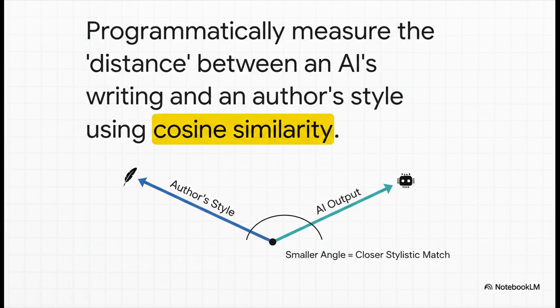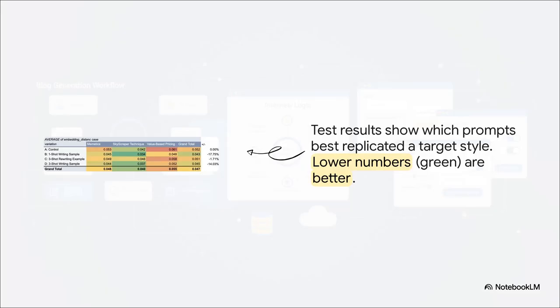Imagine you could give the original author's style a coordinate on a map, and then give the AI's output a coordinate. Cosine similarity just measures the distance between those 2 points. The smaller the distance, the closer the match. It's so cool. And here is the hard data to prove this works.